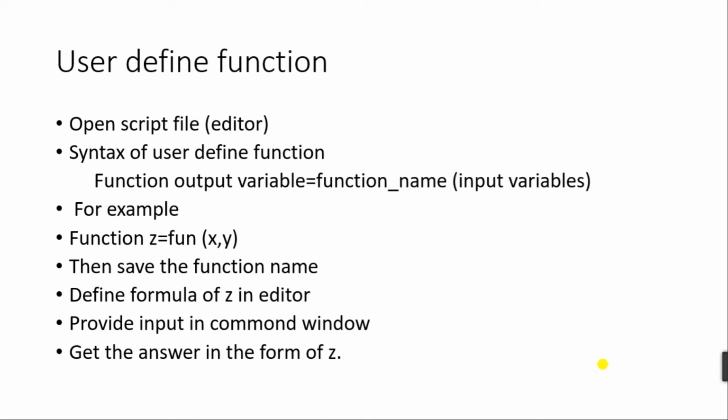Then we save the function name and define the formula of z in the editor. Like we see, z is equal to x plus y in the editor. Then we will move to the command window and give the values to the input variables x and y. For example, we can give 3 and 7, 4 and 5 values and get the answer in the form of z. Now we will perform this example in Matlab.